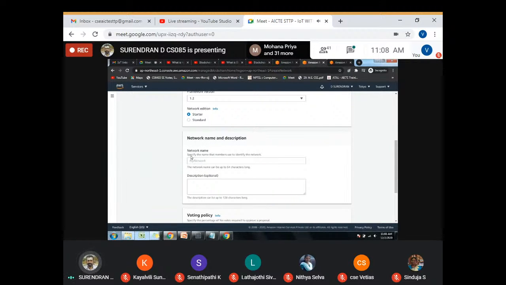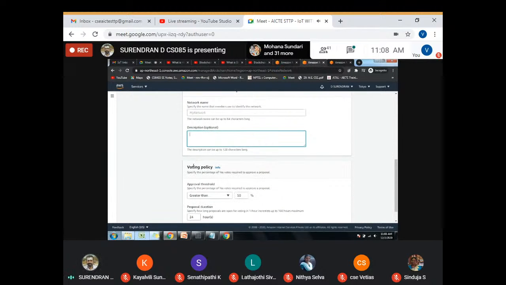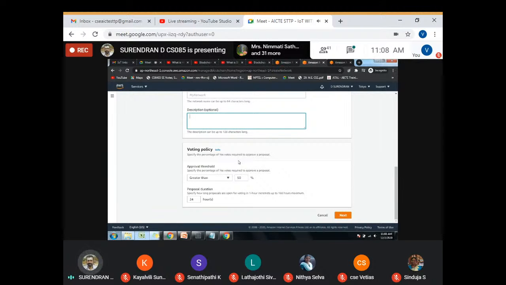So you need to give a name for this particular blockchain network. You need to give the name and the description, and specify the percentage of yes votes required to approve a proposal. Whenever you have a transaction or approval, you want to have more than a certain percentage. So now here it is greater than, or greater than or equal to. Now here you can set up to 100, right?